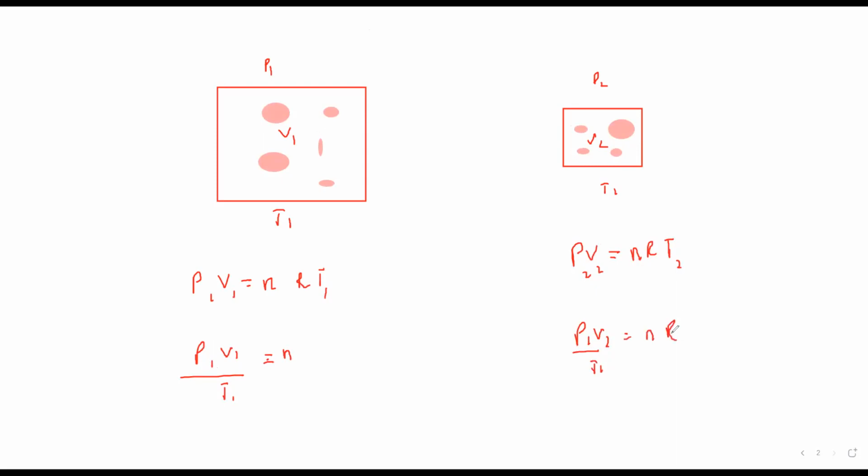N is the number of moles and R is a constant. So here nR is the same for both. So we can write a general equation as P1 V1 over T1 equals P2 V2 over T2. This is also a general gas equation because it is derived from the general gas equation where the number of moles of a gas is constant and R is already a constant. That's called a general gas equation.